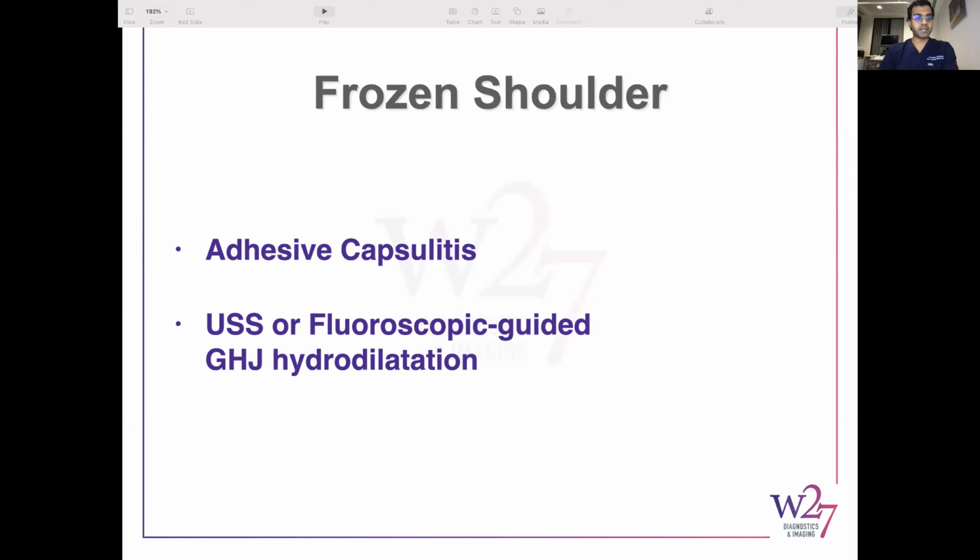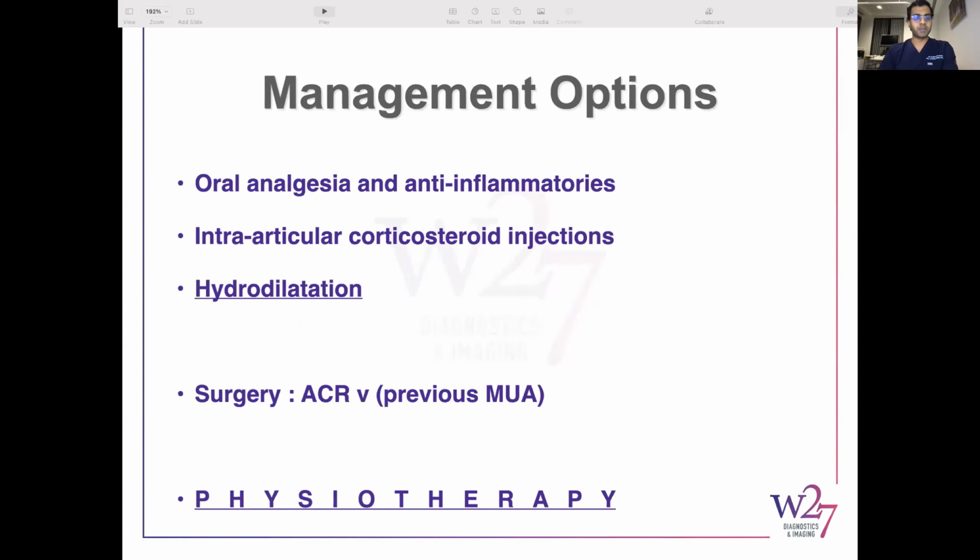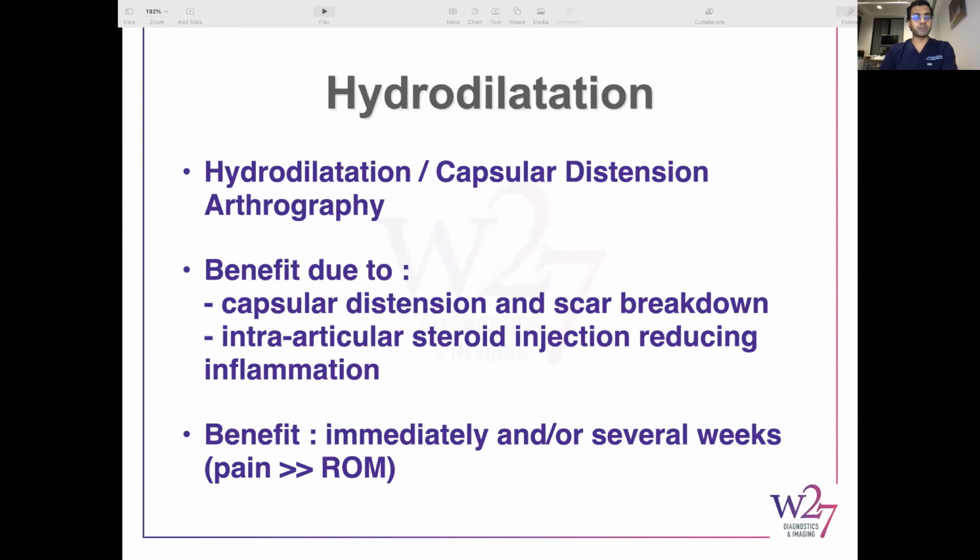You can perform hydrodilatations under ultrasound or fluoroscopic guidance. Hydrodilatation just plays one part. The biggest part, of course, is physiotherapy that underpins the whole thing. So that's very important. And where do patients get benefit from hydrodilatations?